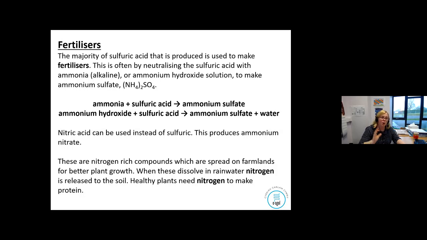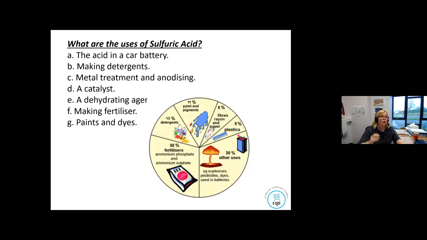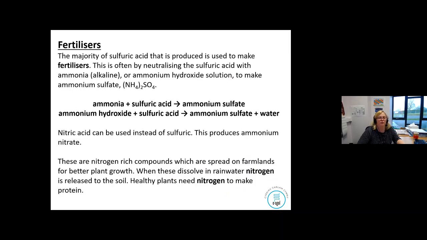Now, most sulfuric acid that is produced is actually directly used to make fertilizers. So out of all of those uses that we had there, the major one, okay, that is made from sulfuric acid is actually the manufacture of fertilizers. Okay, so be able to recall a few of these.